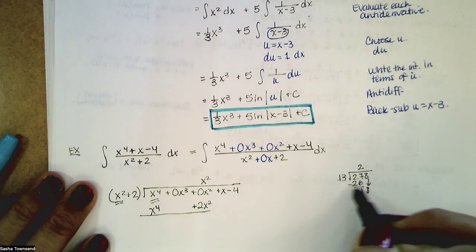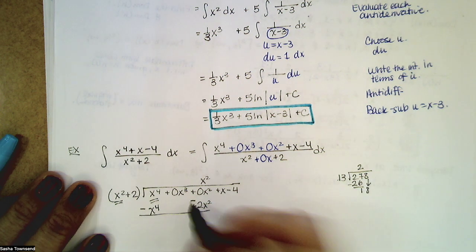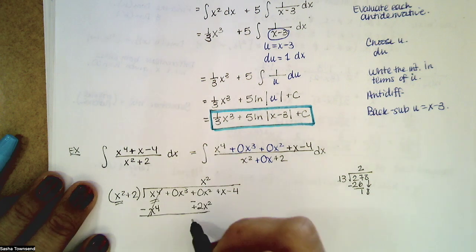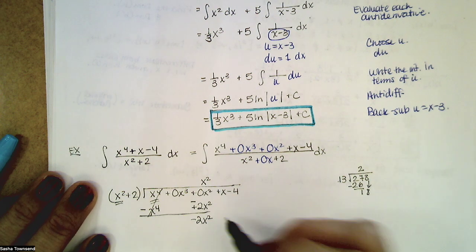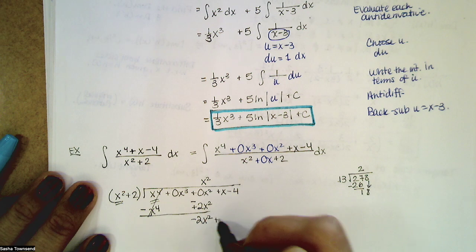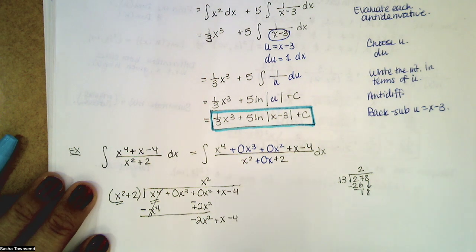And then we subtract here. Then these reduce. We end up with a negative 2x squared there. Then we can bring down that plus x and that minus 4. And then we focus on that leading term. We say x squared times what will give us this negative 2x squared?